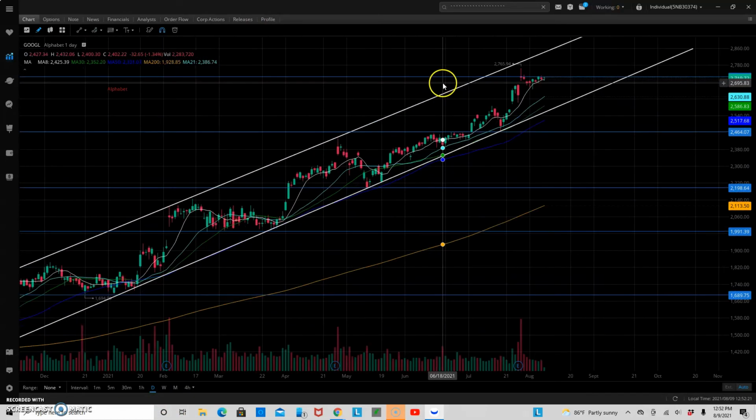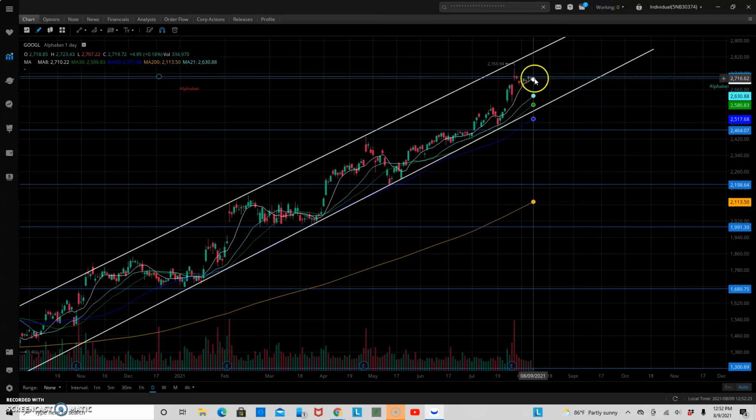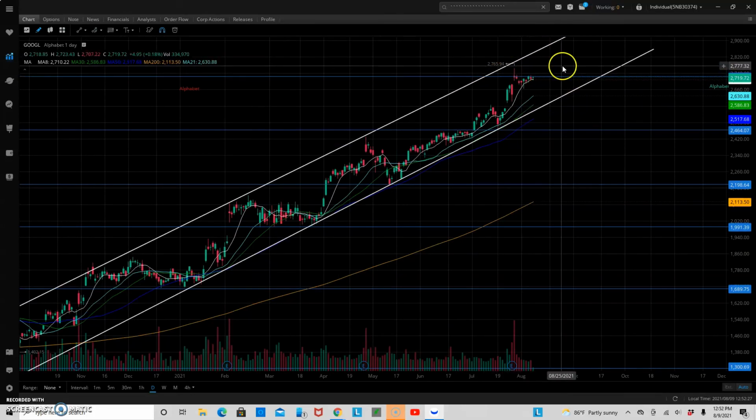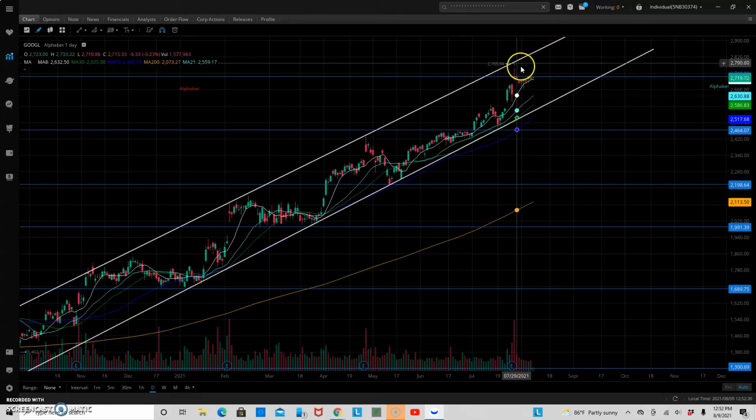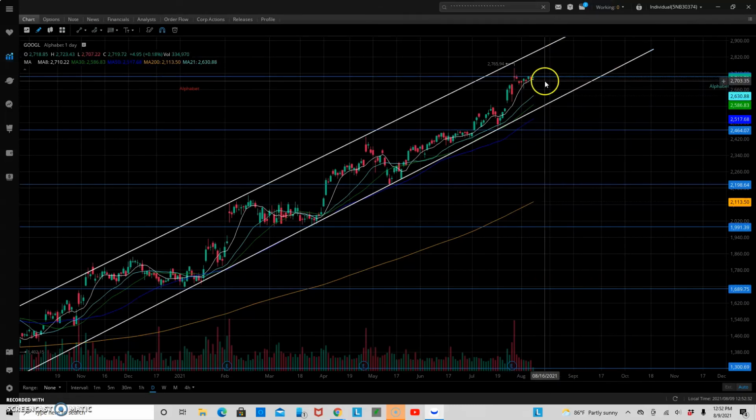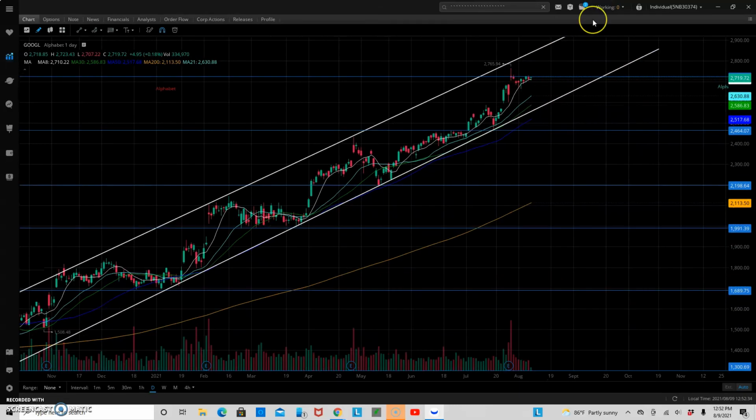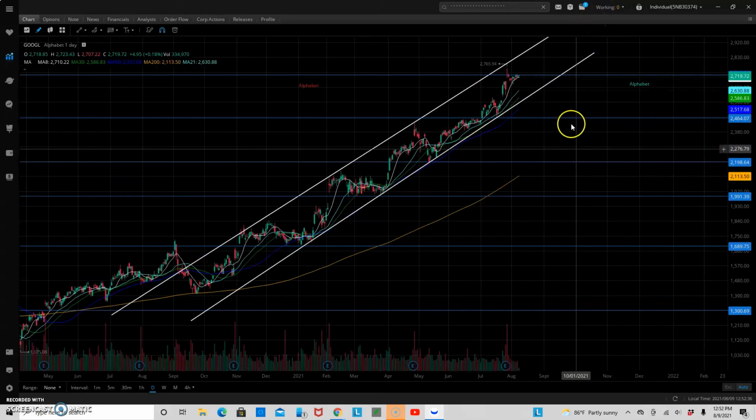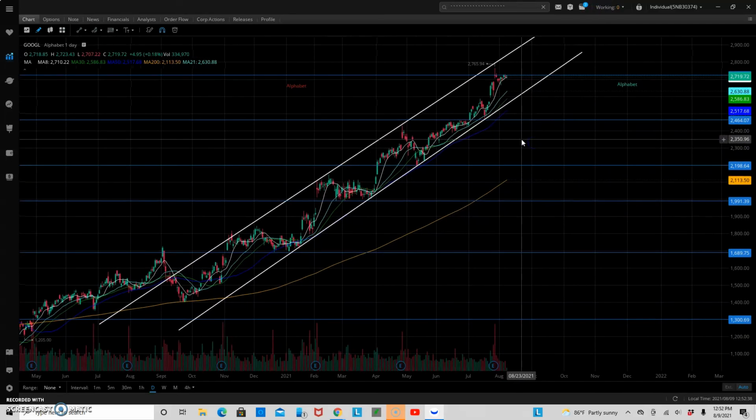Everything's looking good here. Like I said, we're just going to need to see this get above this resistance here and move on to new highs. Until then, I think it trades sideways, maybe retest this bottom and then makes a bounce higher. So that's about it for Alphabet here.